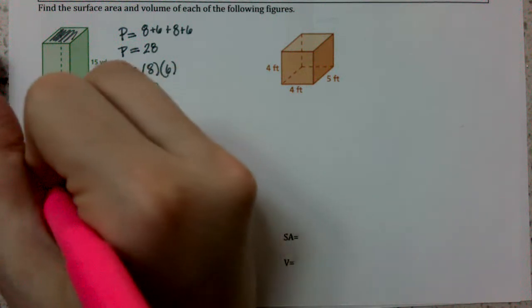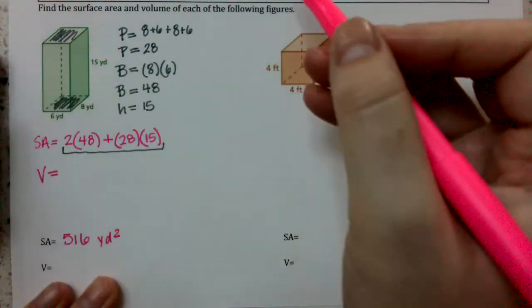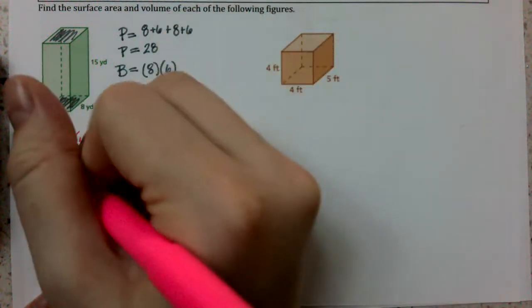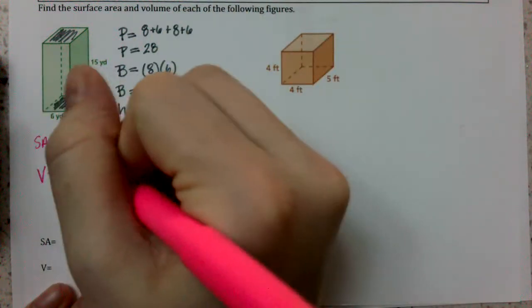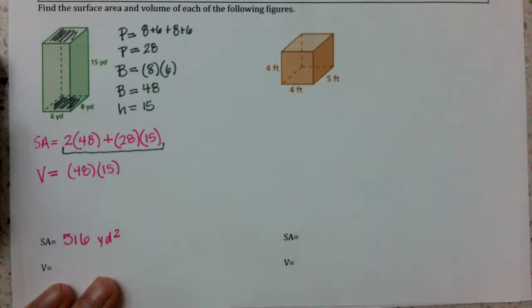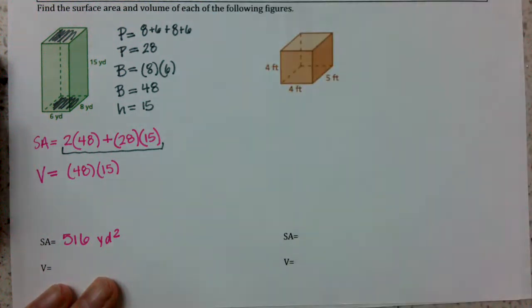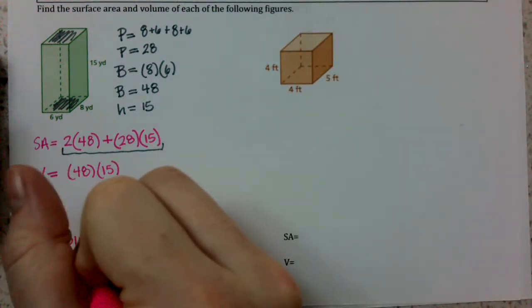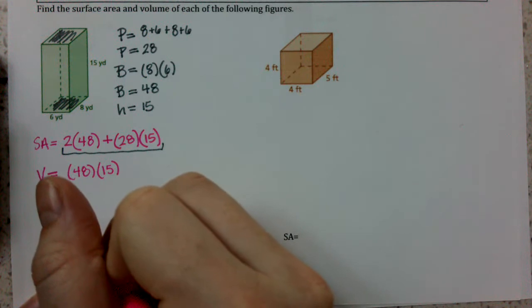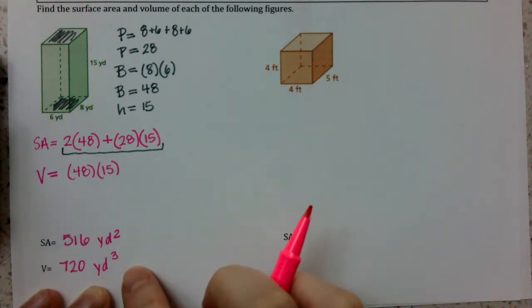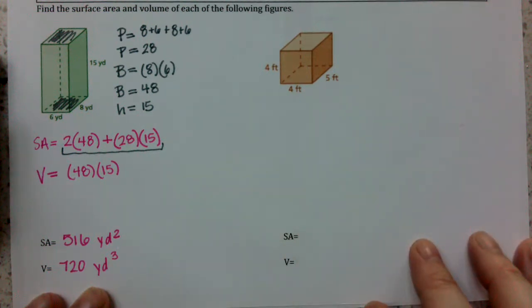Now volume is just the area of the base times height. So B times H. So we have 48 times 15. 720. So our volume is 720. And volume is yards cubed. So area is squared, volume is cubed.